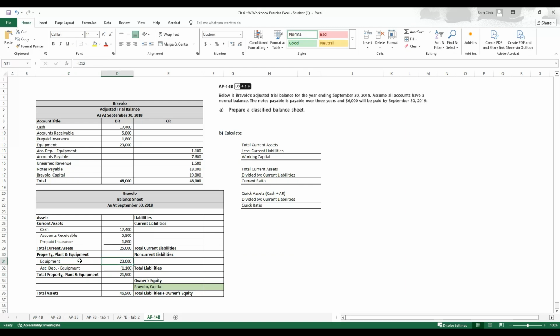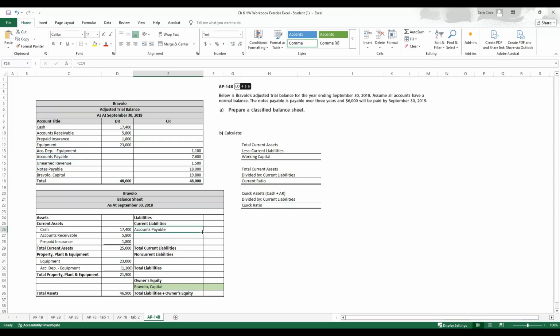If we had other things like a building or automobiles for the business, those would all also be listed here, but we just have the one account for equipment. Our contra asset reduces the total, and we can see the net book value of our long-term total property, plant, and equipment is $21,900.